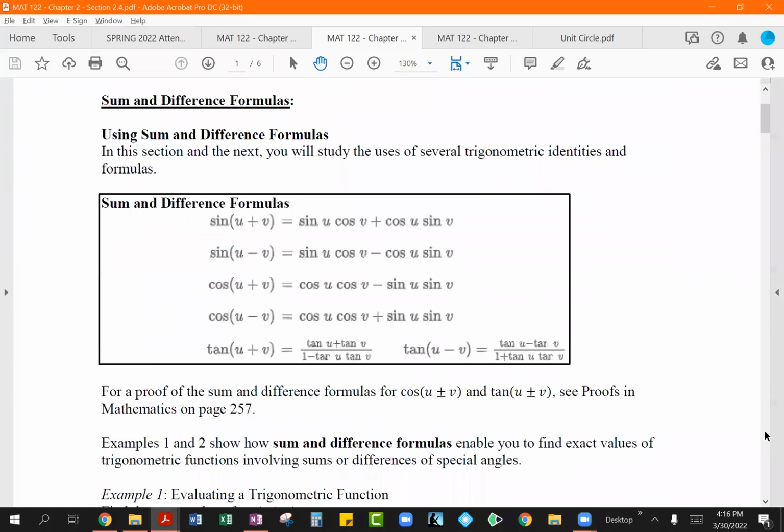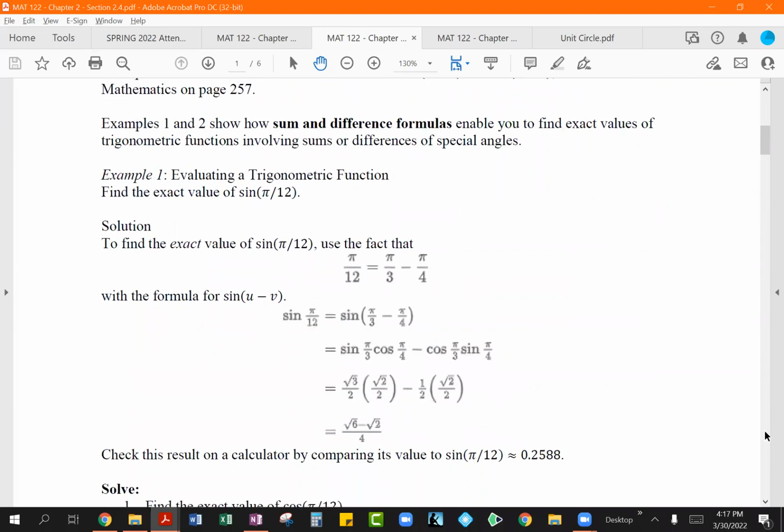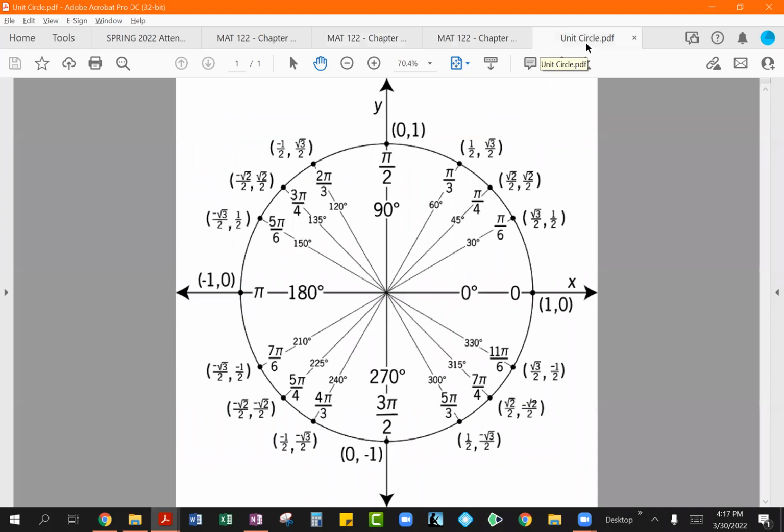Alrighty, so we're getting into the sum and difference formulas and basically how we can use these formulas to help us simplify some expressions. So you've got these basic examples over here, which just kind of get you started in how to evaluate and find the exact values for a given angle. And usually, these might be angles that you do not see in your unit circle.